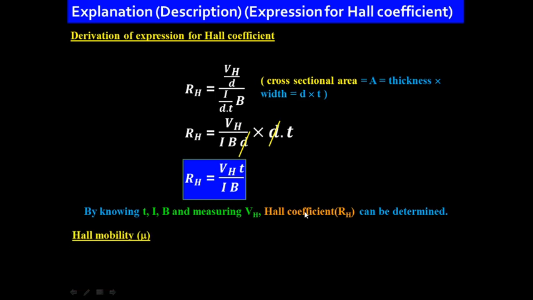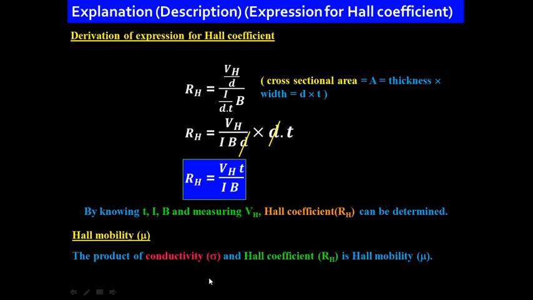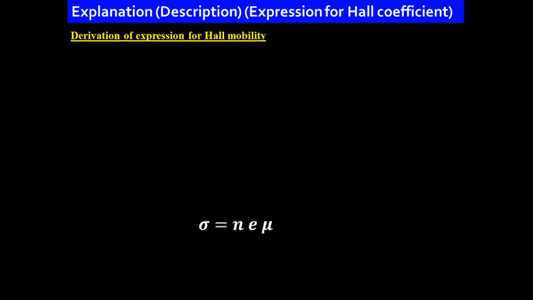We will derive the expression for Hall mobility. We know that the product of conductivity and Hall coefficient is nothing but the Hall mobility. So conductivity is sigma and Hall coefficient is RH. The product of sigma and RH is the Hall mobility, denoted by the symbol mu. Now we will prove this. Derivation of expression for Hall mobility: we know that the conductivity of semiconducting material is sigma equals Ne mu, where e is charge on charge carriers, N is the charge carrier density, and mu is mobility. So if I bring Ne to that side, sigma by Ne is equal to mu.